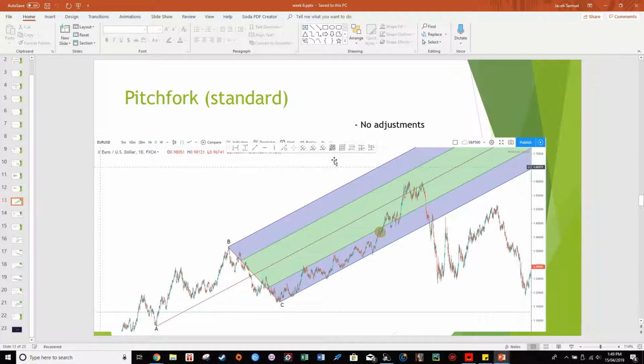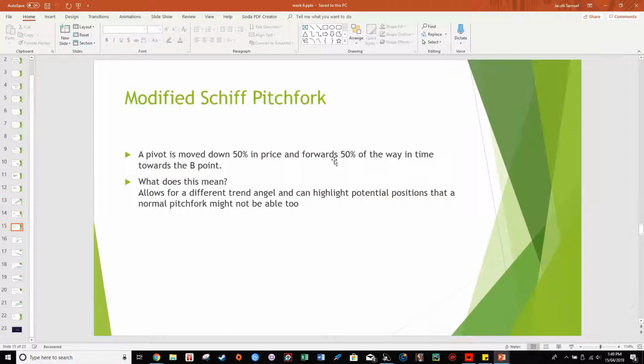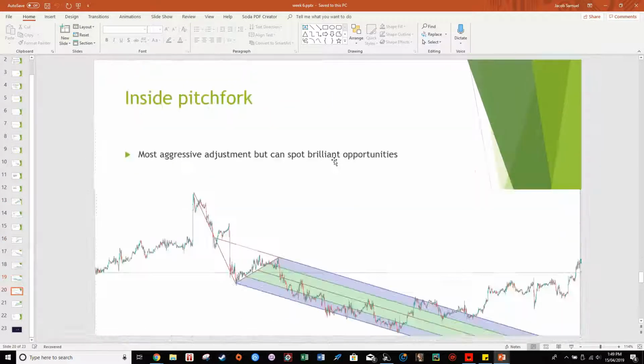Okay, so the next one we're going to go for is the inside pitchfork. It is the most aggressive adjustment. I prefer to use these on downward trends. Downward trends. Price going down.